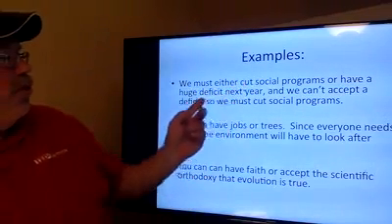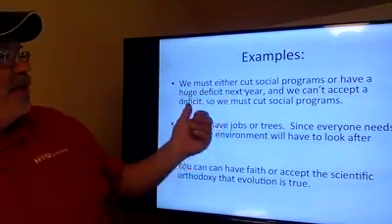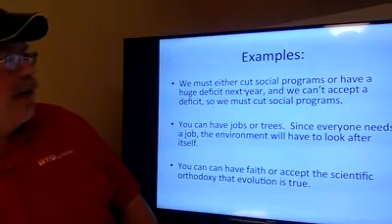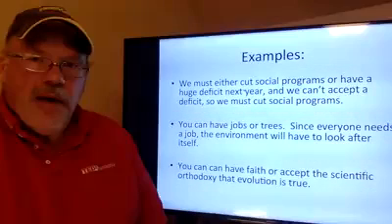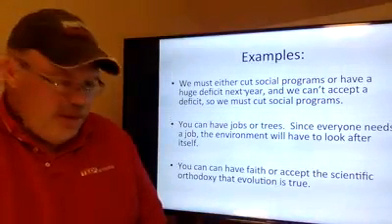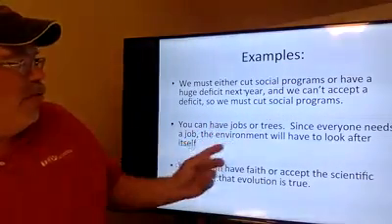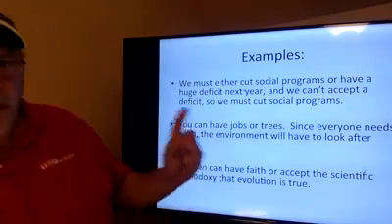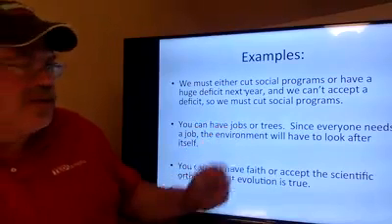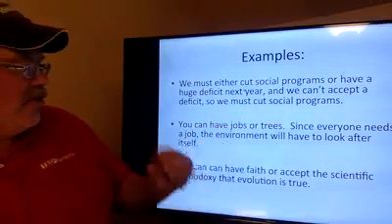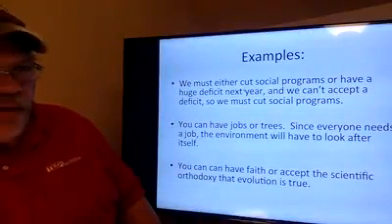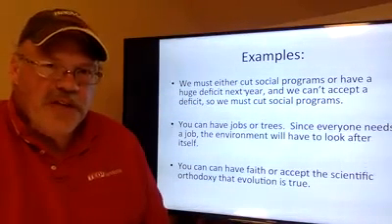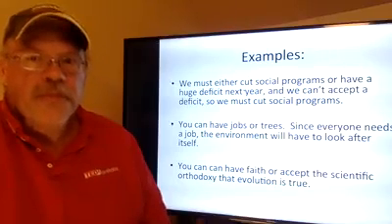So, we must either cut social programs or have a huge deficit. We can't accept a deficit, so we must cut social programs. Well, wait a minute. How about neither of those things, right? Let's be smart here. You can have the one that always comes up in the environment. You can have jobs or trees, the economy or the environment. That's always how it's argued. The environment will have to look after itself, right? And there's lots of folks saying, listen, when it comes to the environment, it's good economics to look after it.